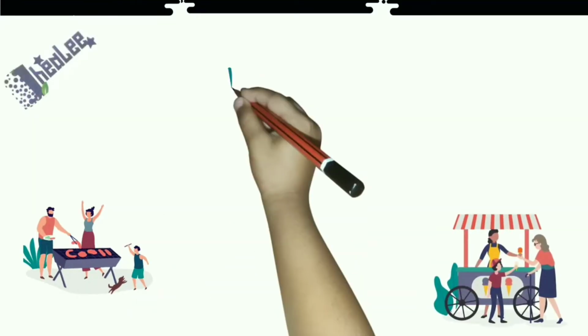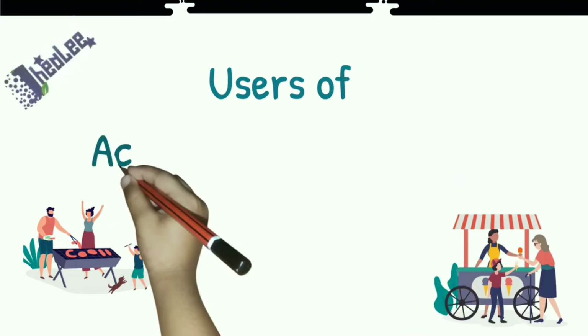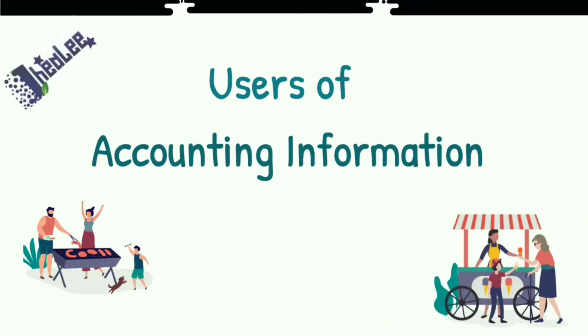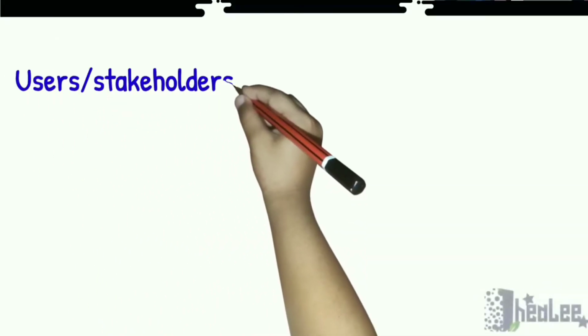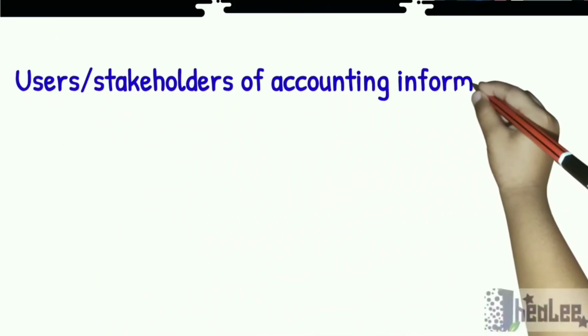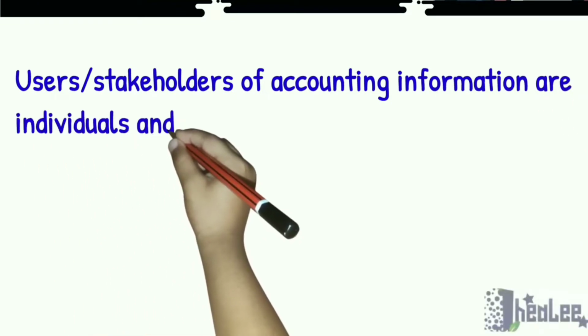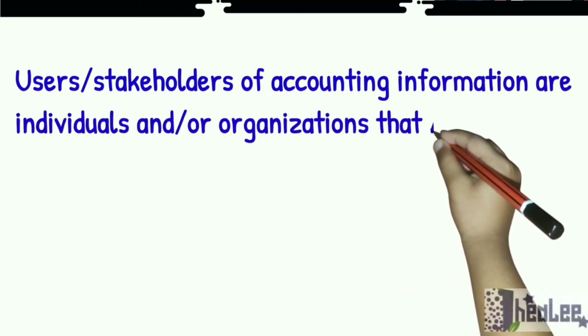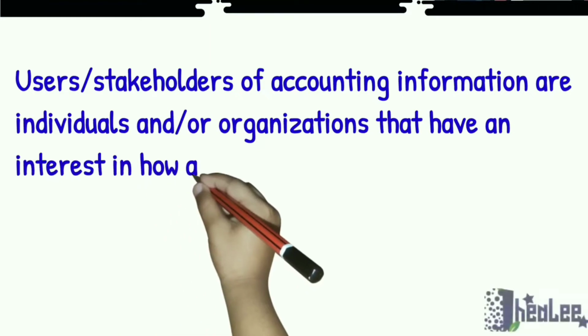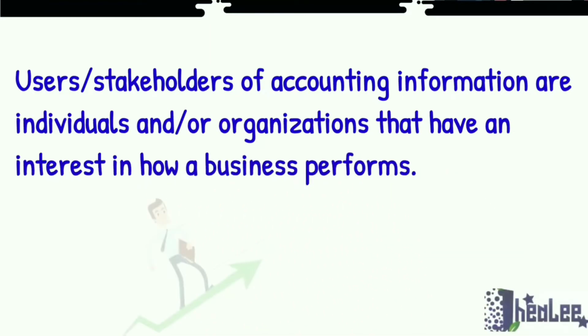Today's topic is users of accounting information. We begin by defining the term users. Users or stakeholders of accounting information are individuals and or organizations that have an interest in how a business performs.